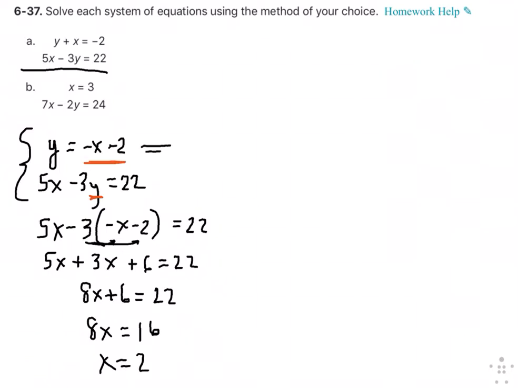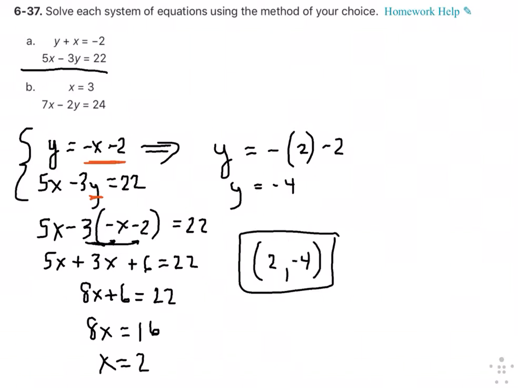And then I'm going to substitute into this one. So y equals negative 2 minus 2. Negative 2 minus 2 is negative 4. So we know the solution is 2, negative 4. Right? And I did that by substitution.